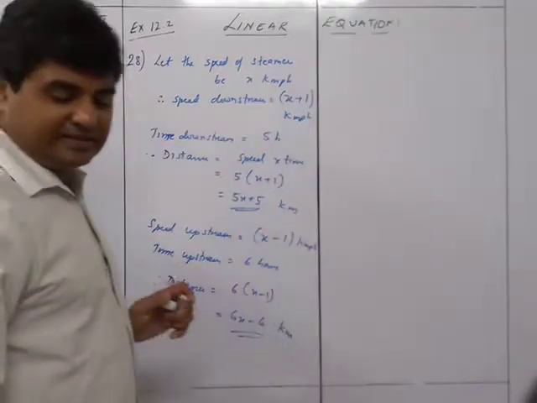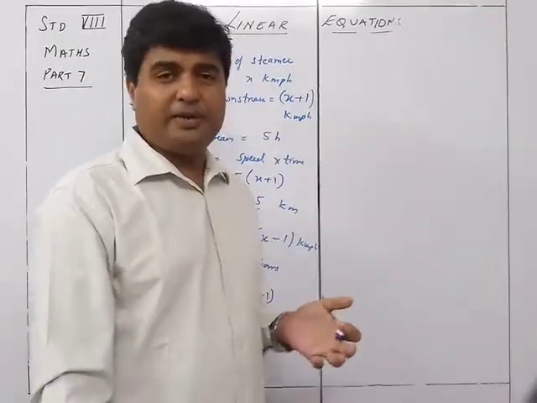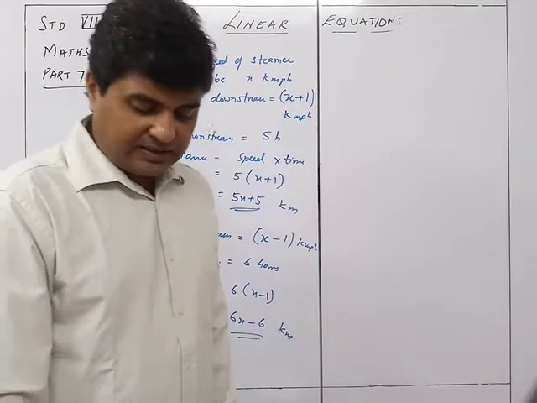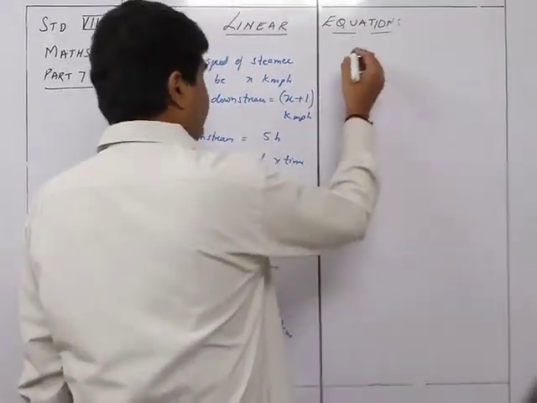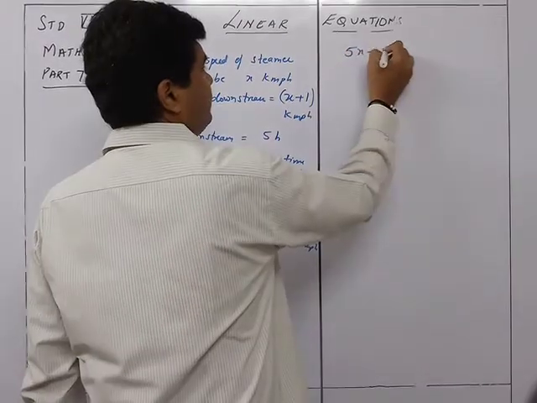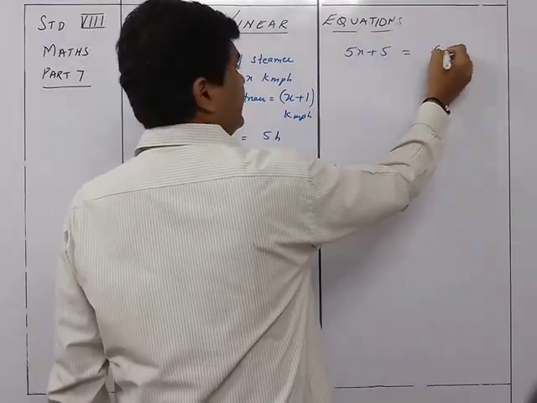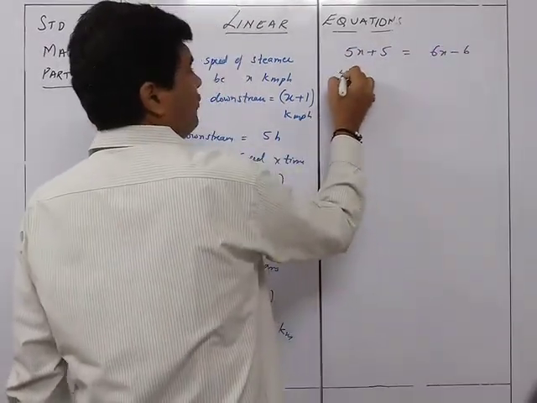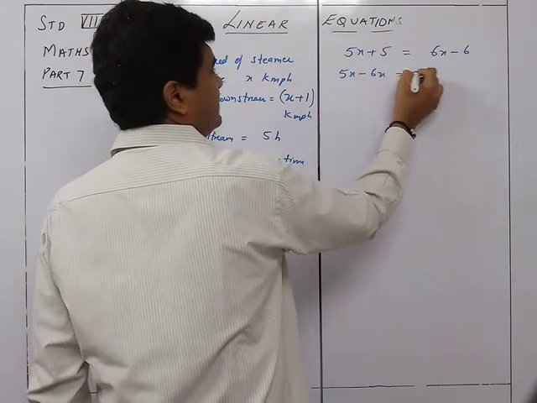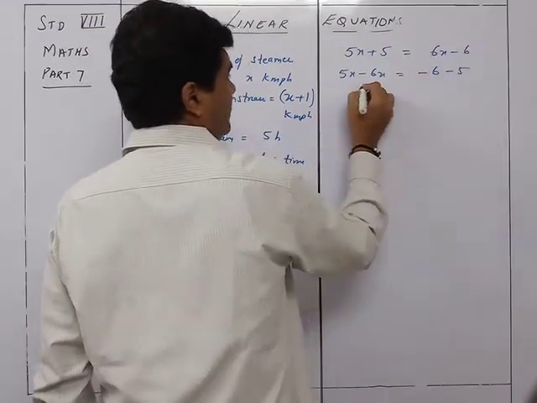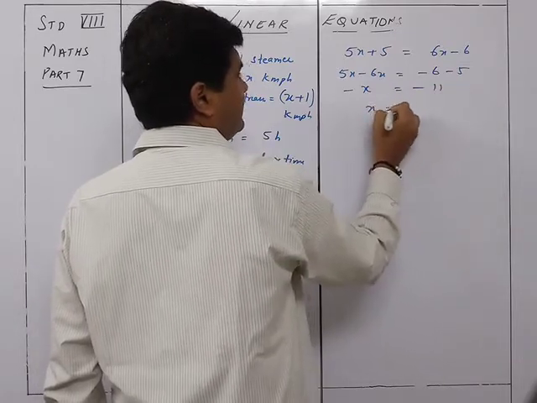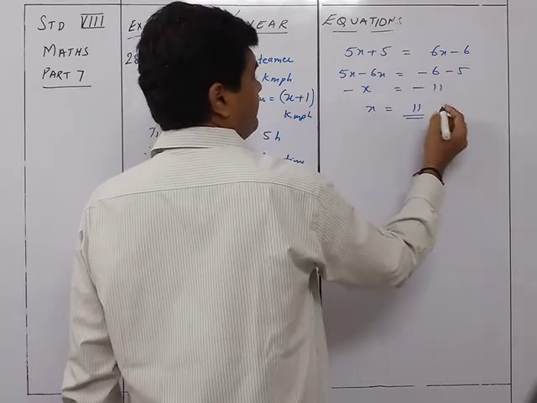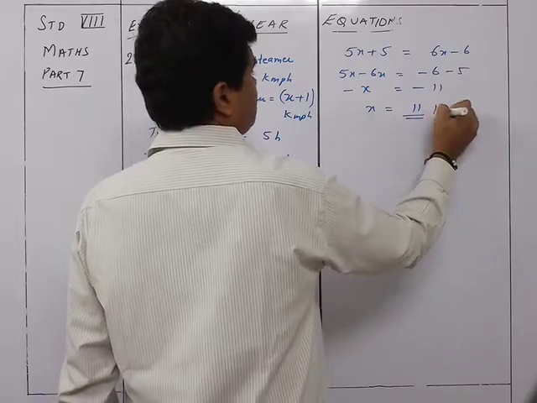Now it is given that the distance is the same upstream and downstream, because it's the same distance. So that's why 5x plus 5 is equal to 6x minus 6. So 5x minus 6x is equal to minus 6 minus 5. So minus x is equal to minus 11. So x is equal to 11 kilometers per hour.